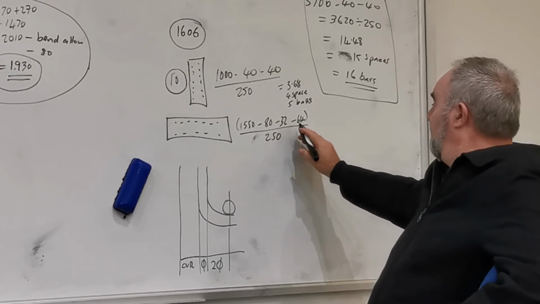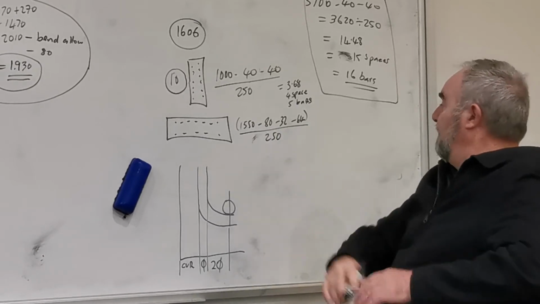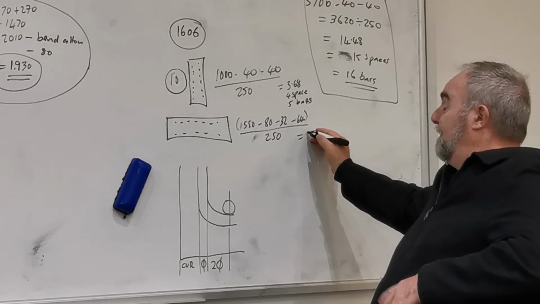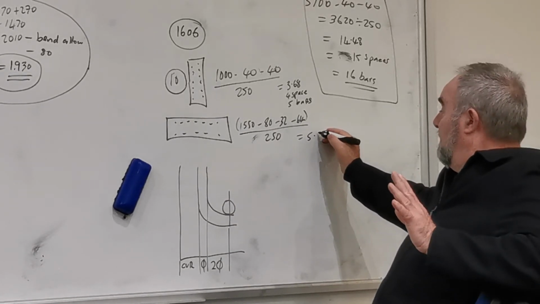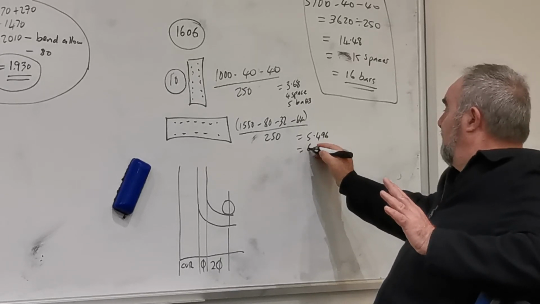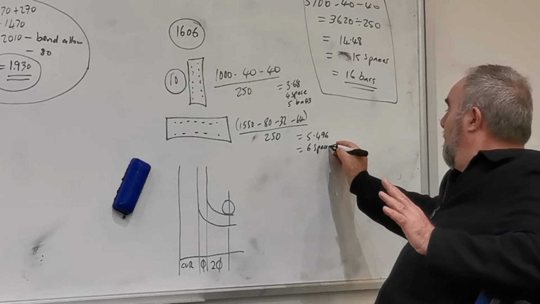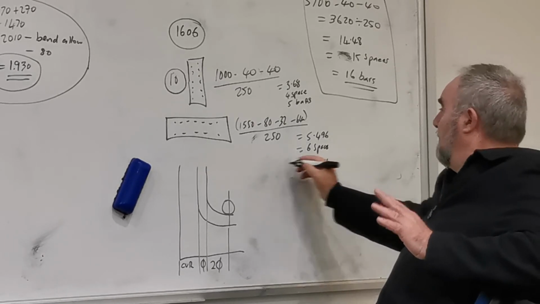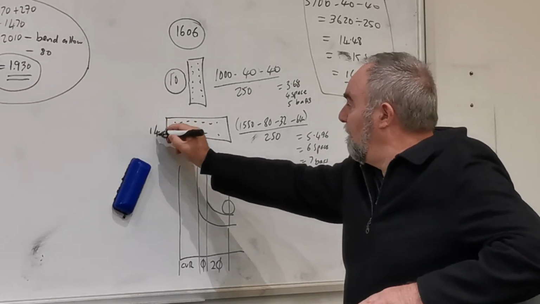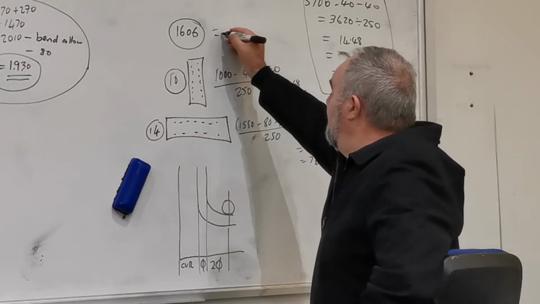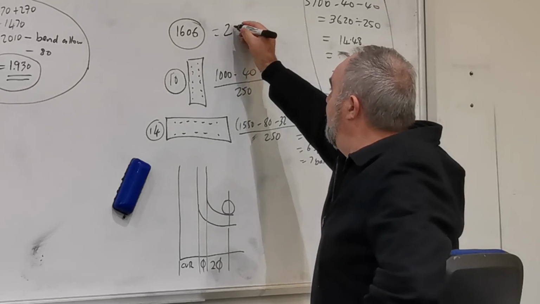1550 minus 80 minus 32 minus 34 divided by 250. 5.496, which equals 6 spaces, which equals 7 bars, which equals 14. So the total bars equals 24.